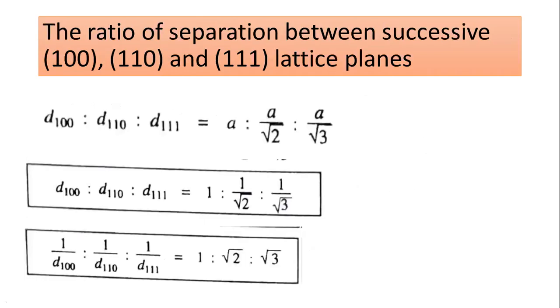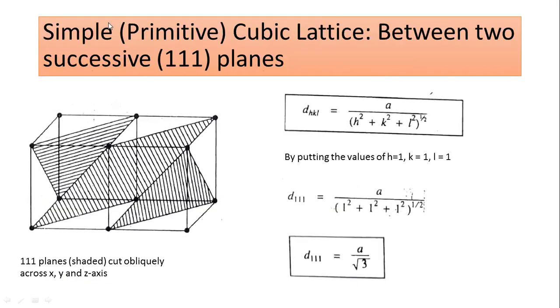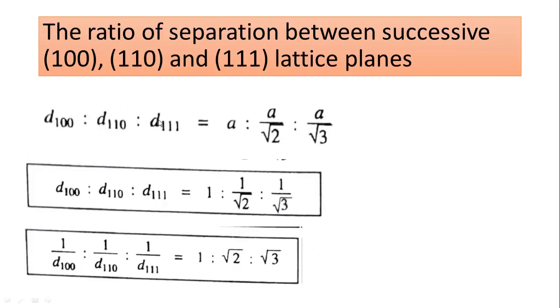Now the final and the last slide is the ratio of the separation between the successive planes. Here we have discussed the three planes, the 100, 110, and 111 lattice planes. And you must remember, these are planes of the simple or the primitive cubic lattice. So ratio means you are going to compare the separation between one plane and another plane. What is the ratio between these three planes? So this is d100, d110, d111, and these are the values you have already calculated in the previous slide.